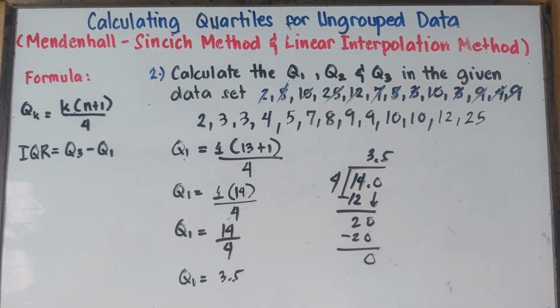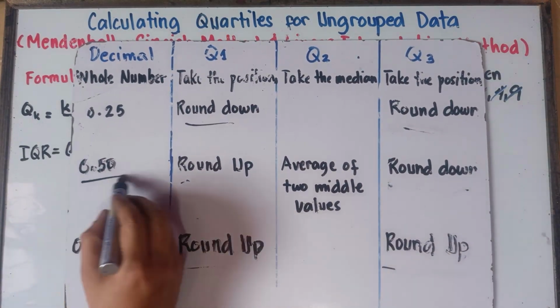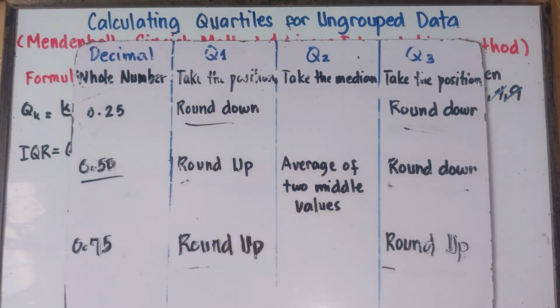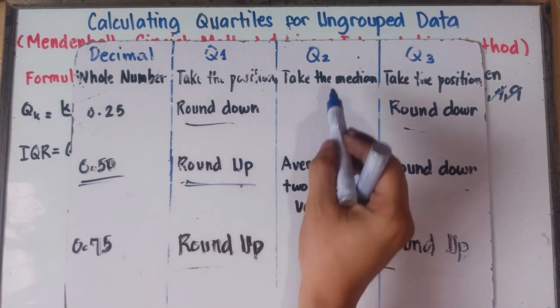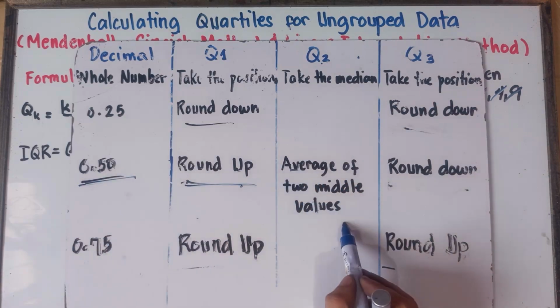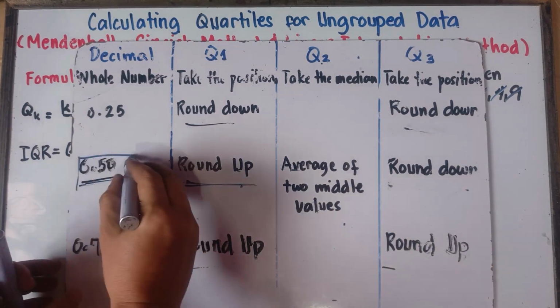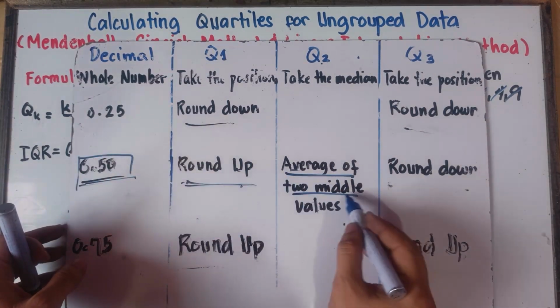Alright, so let's look at our table. Quartile 1 is 3.5. Now, if it's 0.5, always round up. Once again, class, for quartile 1, if it's 0.5, you always round up. Now, for quartile 2, if it's 0.5, take the average of the 2 middle values. I hope you're not confused, class.